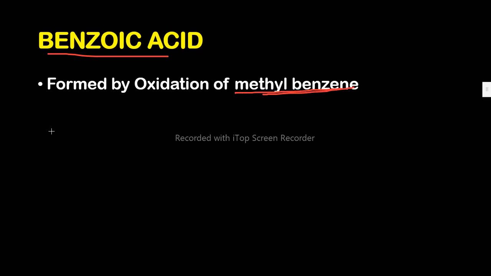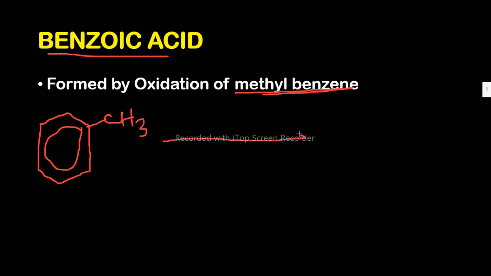Okay? So if we have our methyl benzene, for instance, this is our methyl benzene, and there is a methyl group here. If I oxidize it, then I'll form benzoic acid. Now in your mind, you should be thinking of the conditions here.